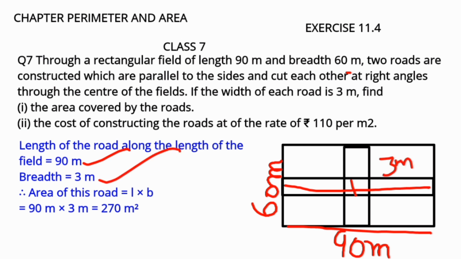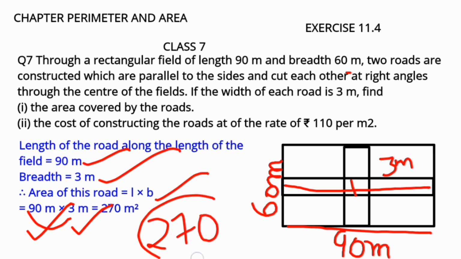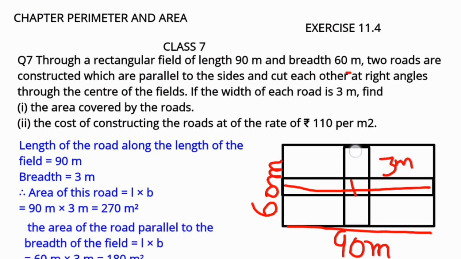Now we'll use the formula of area of rectangle. So area of rectangle, or you can say area of this road, is equal to length into breadth. Length is 90 meter and breadth is 3 meters. So 9 3s are 27 and 1 zero. So 270 meters square is the area of this road. Now in the same manner we'll calculate the area of the second road, the road which is parallel to the breadth.